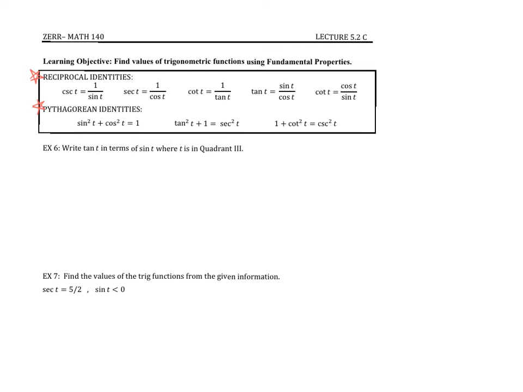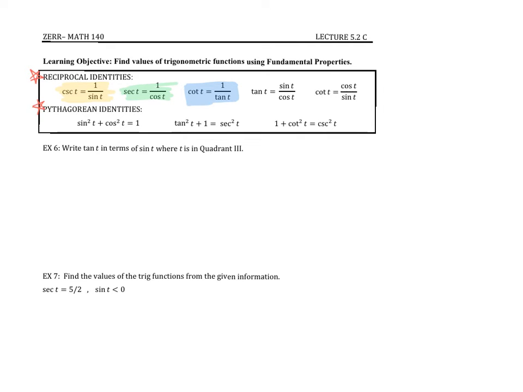The reciprocal properties we've talked about a little bit, where sine and cosecant are reciprocals. And then we've got our secant and cosine, and tangent and cotangent. Okay, so those are the reciprocals, and then we can always write tangent as sine over cosine and cotangent as cosine over sine, just because of the definitions there.